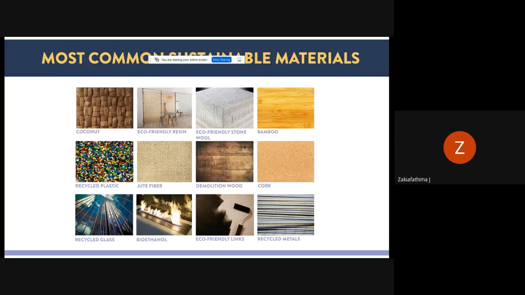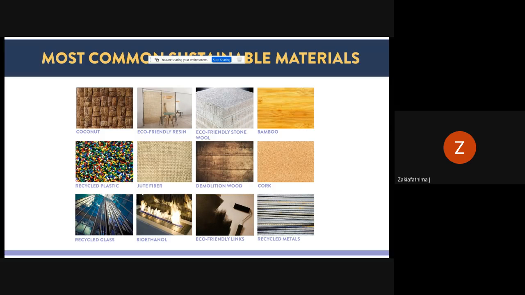Can you see the screen? Yes, ma'am. Okay, so the most common sustainable materials we have are coconut, the dried part of the coconut, and then eco-friendly resin. You have eco-friendly stone wool. It is similar to your glass wool, but you use stone instead to make this. You have bamboo, recycled plastic, jute fiber, demolition wood.